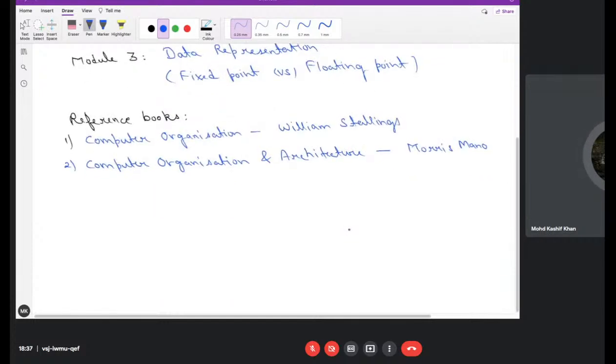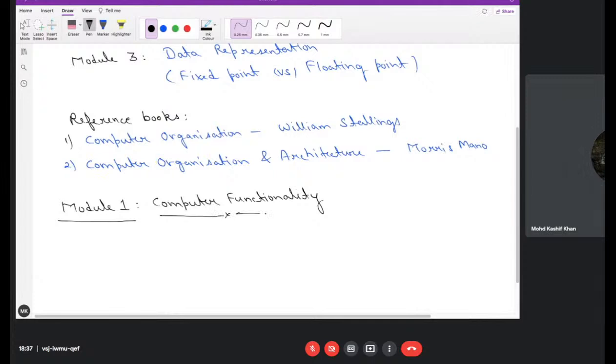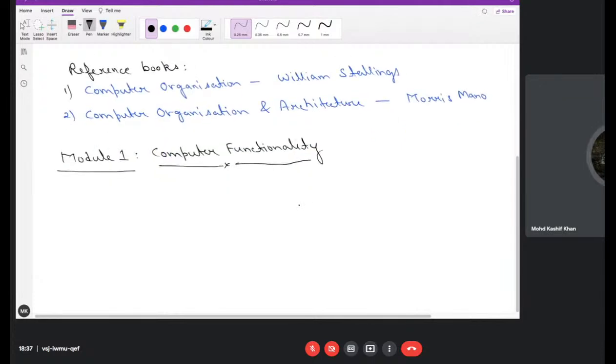Now we will start the first module, module 1, and this module is computer functionality. This is the first module that we have to study. In this module, we will study various keywords. First, write the heading, keywords.